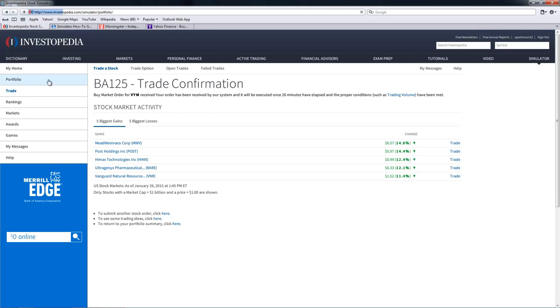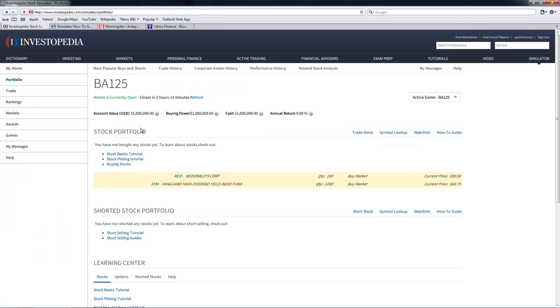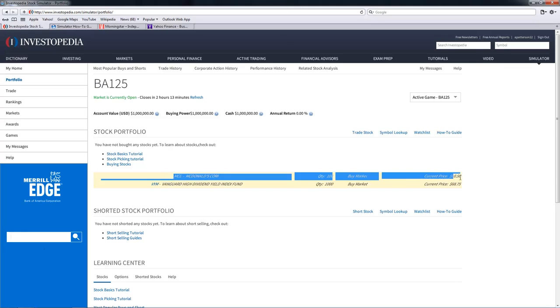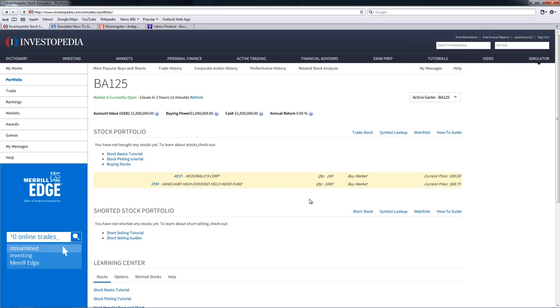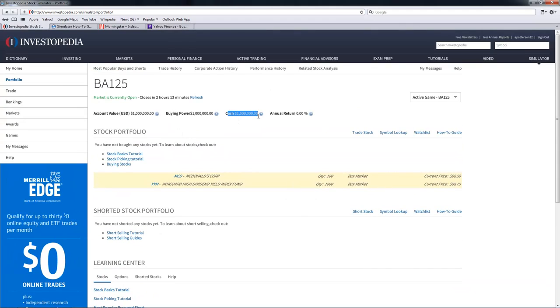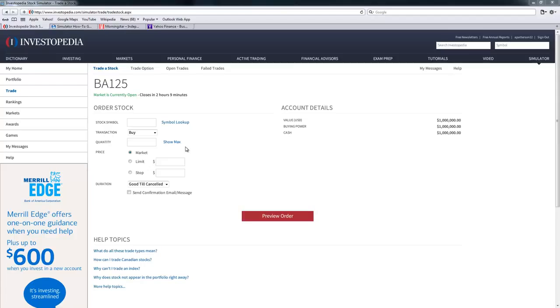Once you've made the stocks in your portfolio, you should be able to see them. Right now they're pending, so they're not there yet. But once they execute, your buying power is going to go down, your cash is going to go up or down, your account value is going to go up or down, depending on how your trades do. On the trade screen, you're also going to be able to sell your stock.